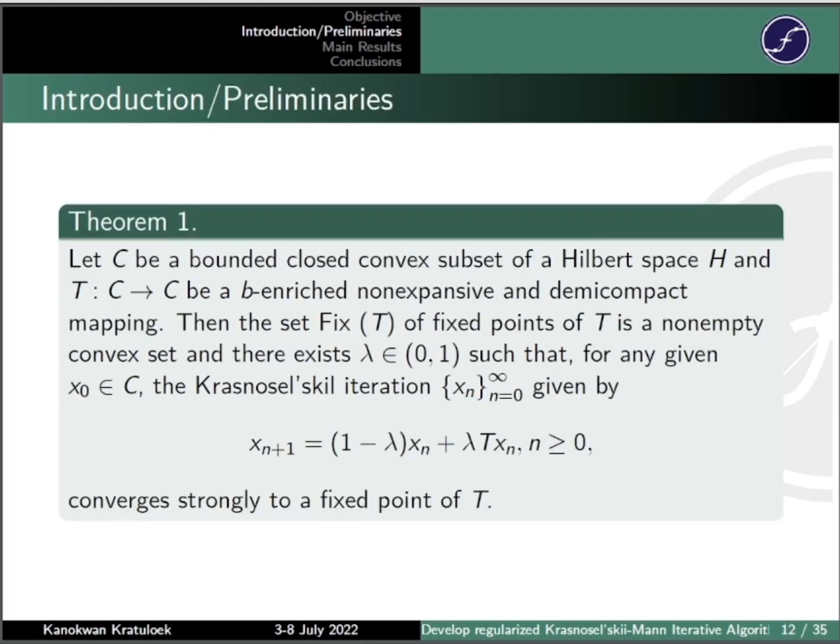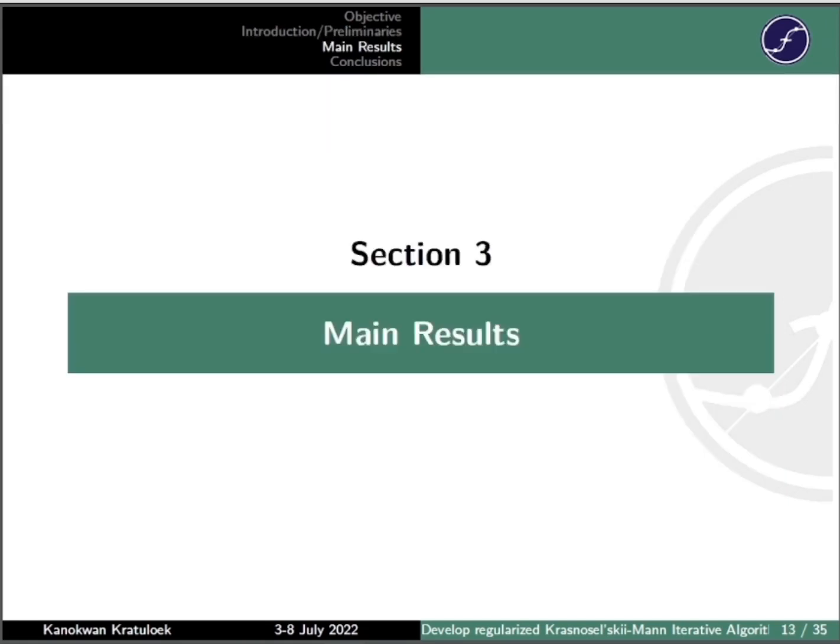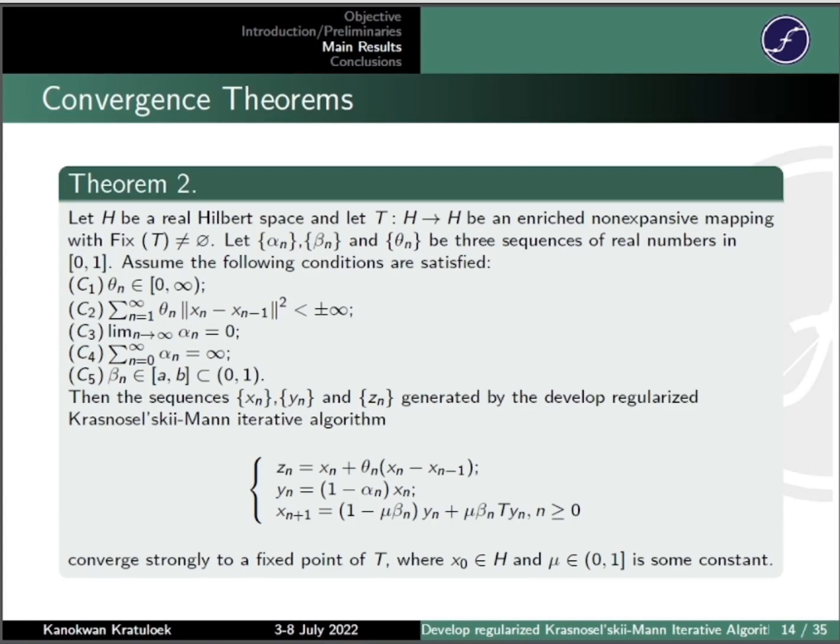In Theorem 1, we want to show the set Fix(T), the fixed point set of T, is a non-empty convex set, and the Krasnosel'skii iteration sequence x_n specified this converges strongly to a fixed point of T. In Section 3, main result. For Theorem 2, we show that the developed regularized Krasnosel'skii-Mann iterative algorithm converges strongly to a fixed point.